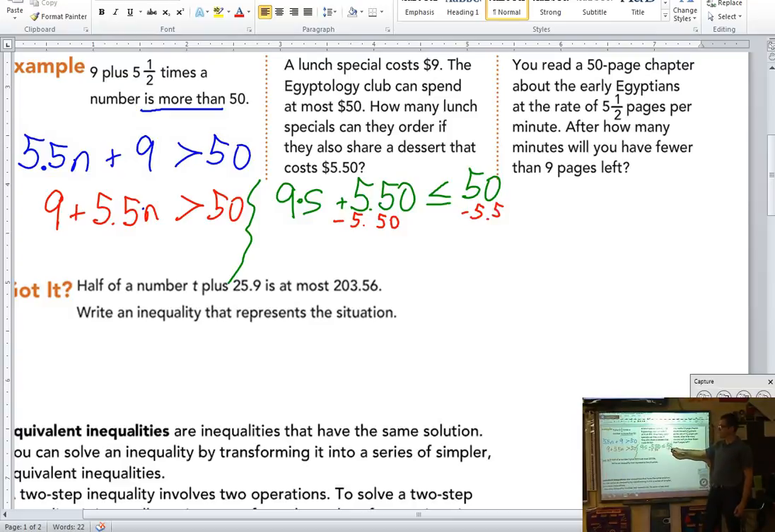Now, do I flip my inequality symbol? No. I'm subtracting. We only ever flip if we're multiplying or dividing by a negative. That's why I wanted to point this out. We're just subtracting. Nothing happens with my inequality symbol. It stays less than or equal to. My right side becomes 44.5, and my left side is now just 9s.